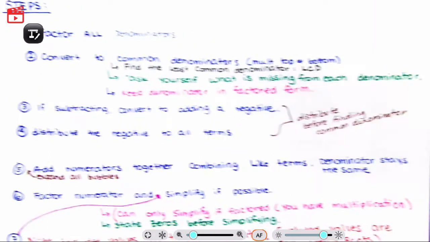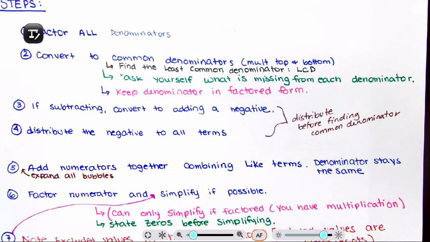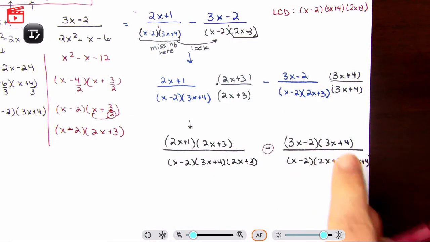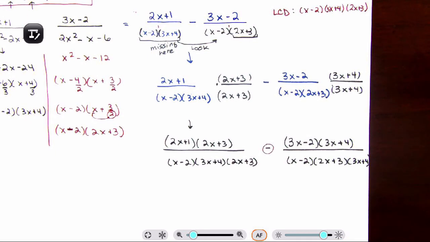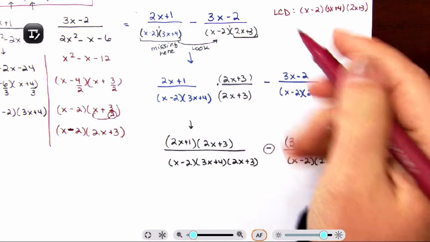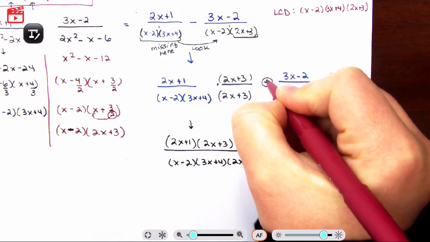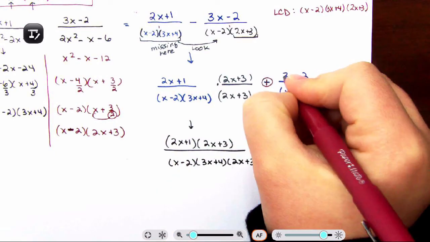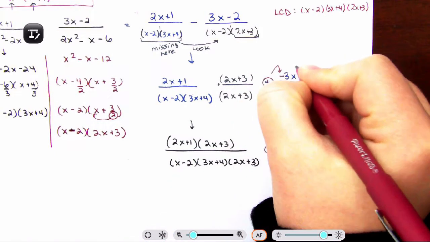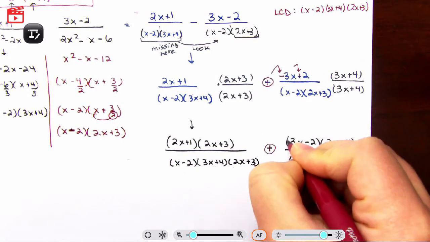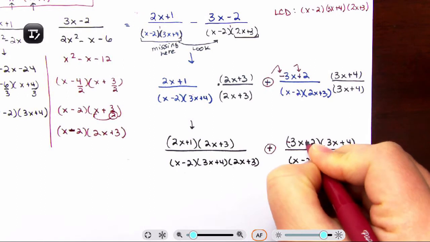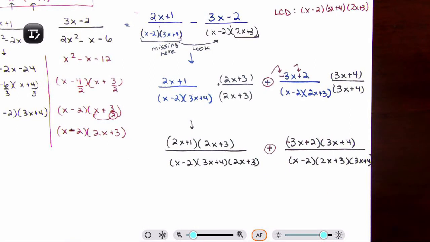So we would, and again, we're generating these steps. We want to distribute before finding the common denominator. The reason is I don't want to distribute that negative to my 3x plus 4, because that's not a negative bubble. This is a negative bubble. So what I would do is take this minus, convert it to a plus, and then distribute that negative here. So what I would really have is a plus, a negative 3x, and a positive 2. Notice that my 3x plus 4 bubble does not change.